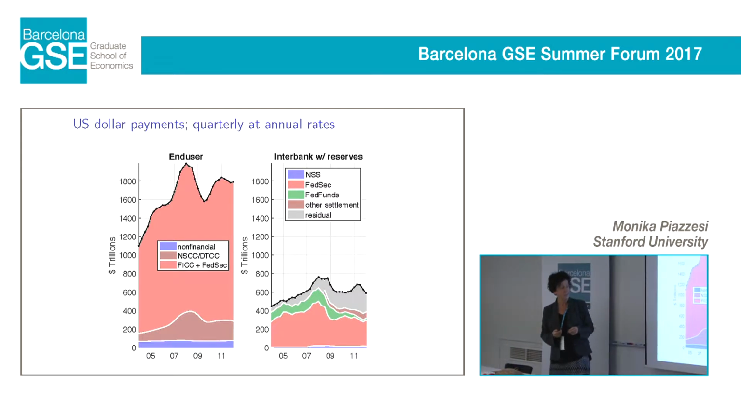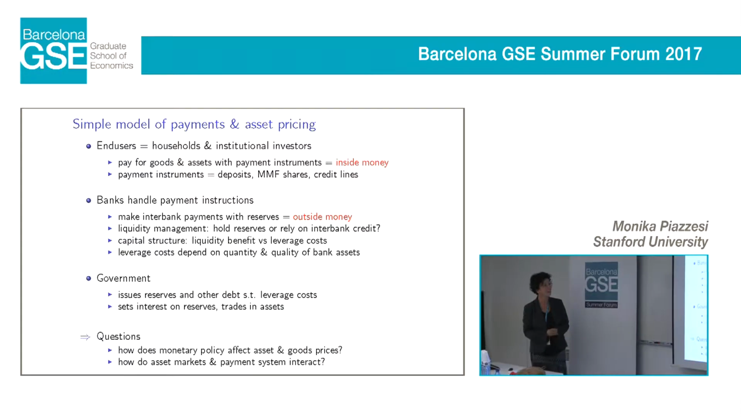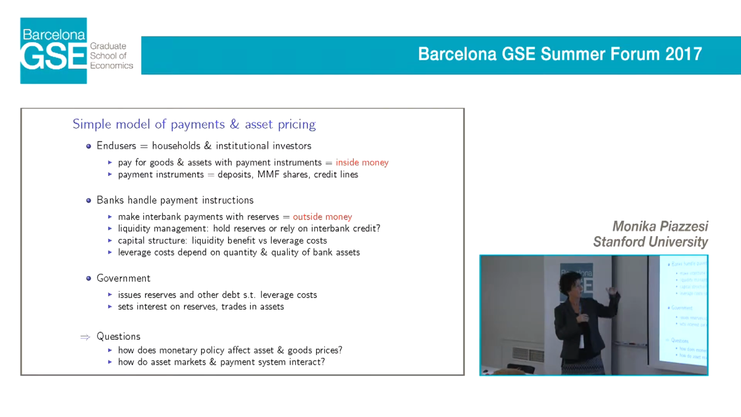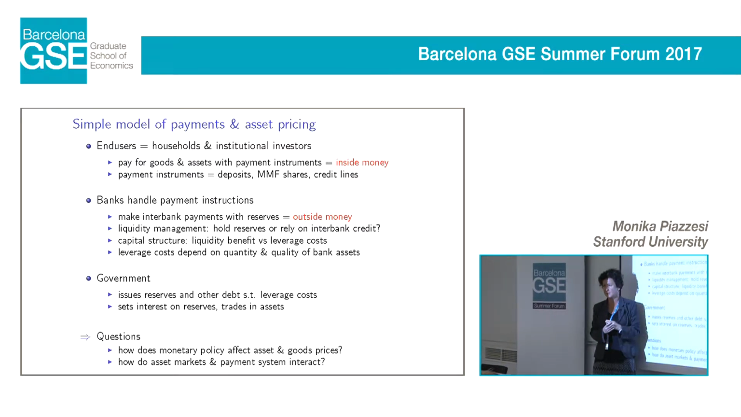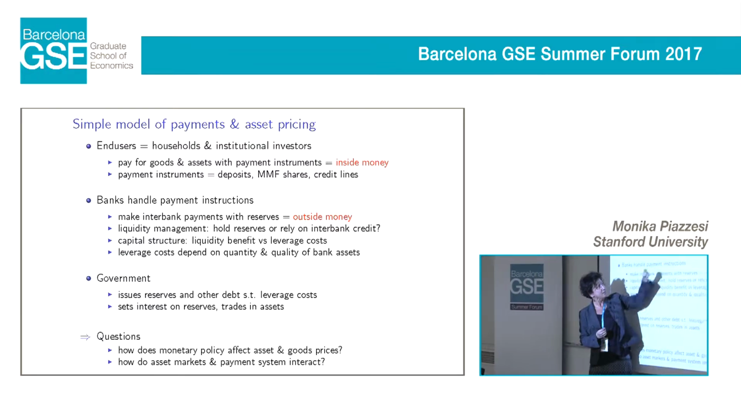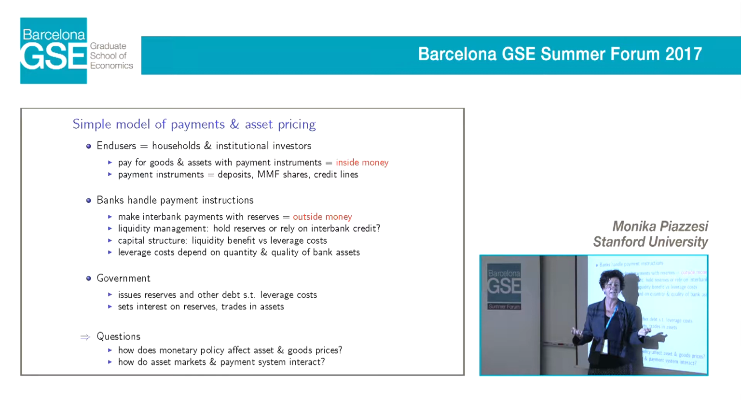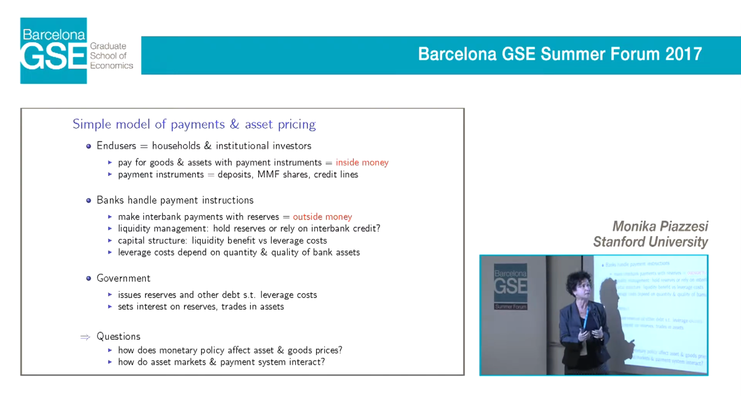And so this picture motivates us to think about payments in two layers. So the model that I'm going to show you has two layers. There's one layer at which end users make payments to each other. These are households and institutional traders, and they pay for goods and assets. Imagine the payment instruments that they're using are modern equivalents of inside money. It's not just the traditional deposit account that you have at the bank, but you have money market mutual fund shares, you have a credit card, credit lines more generally that firms use to make payments.